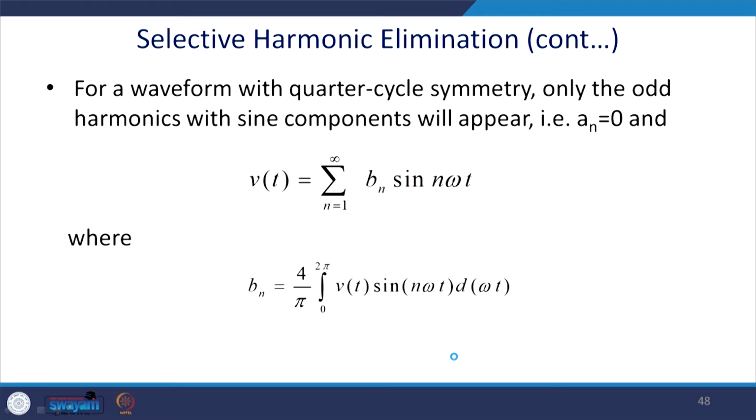For a waveform, generally we have a waveform with quarter symmetry and it does not have a DC value, so only the odd harmonics with the sine component will appear, and that means A n equals 0. Thus V(t) equals the sum, n equal to 1 to infinity, of B n sin n omega t, where B n, from the square average value of it, is 4 by pi, integral 0 to pi by 2, of V(t) or I(t) sin n omega t dt.